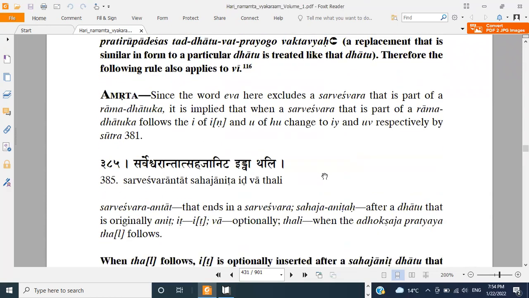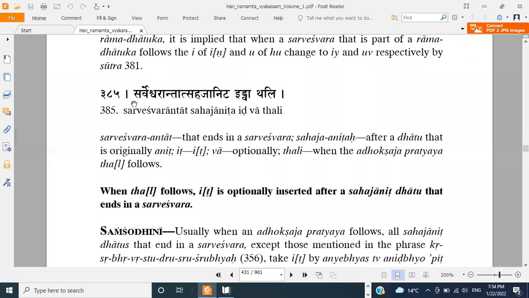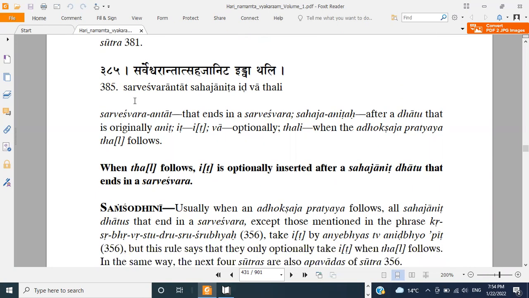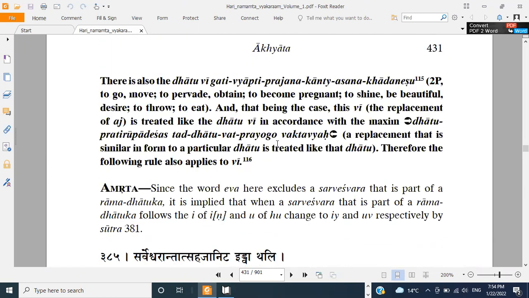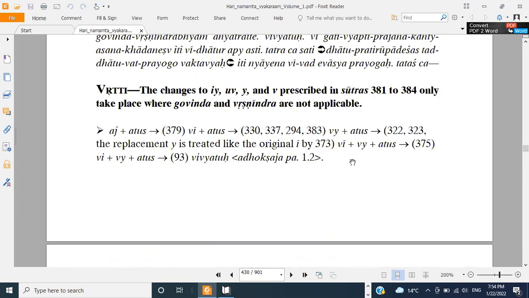Then when Thal will follow, now V is anit. The replacement dhatu V is anit. So, Sarveshwarantat Sahaja anit idva thali. So when Thal follows, Nal Atus Us Thal, this is 2.1. I'm sorry, going back to Vyatu, why was it Vamana E? Narasya Vamana. Oh, okay. All right, thanks.